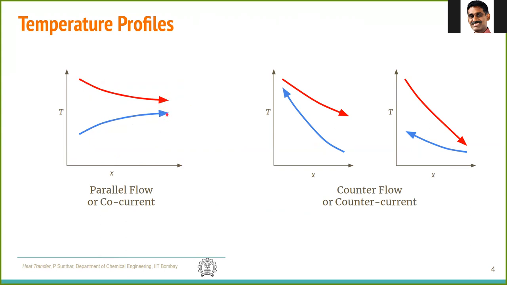So at infinitely long distance, suppose you have an infinitely long heat exchanger in parallel flow, the outlet temperatures of both these fluids will be the same. It will keep on transferring heat till the temperature becomes equal.